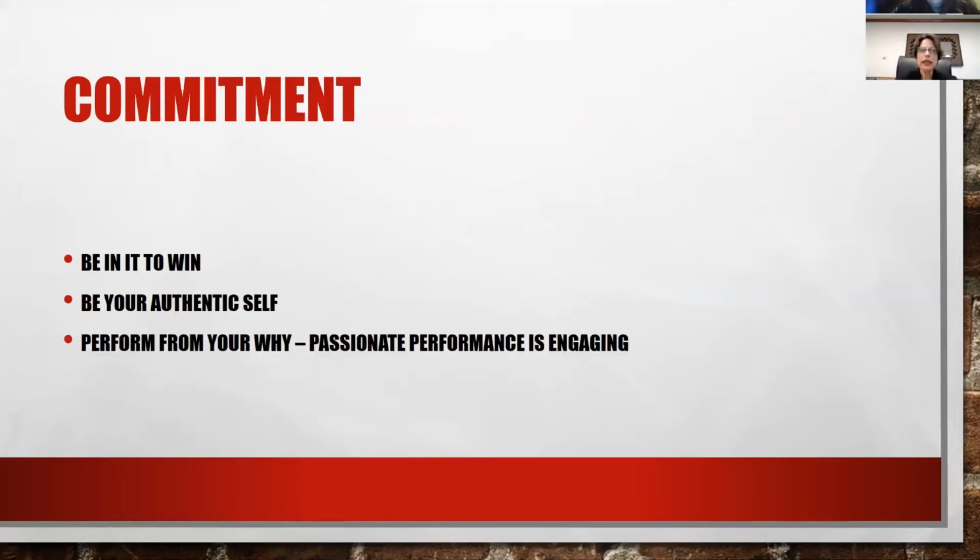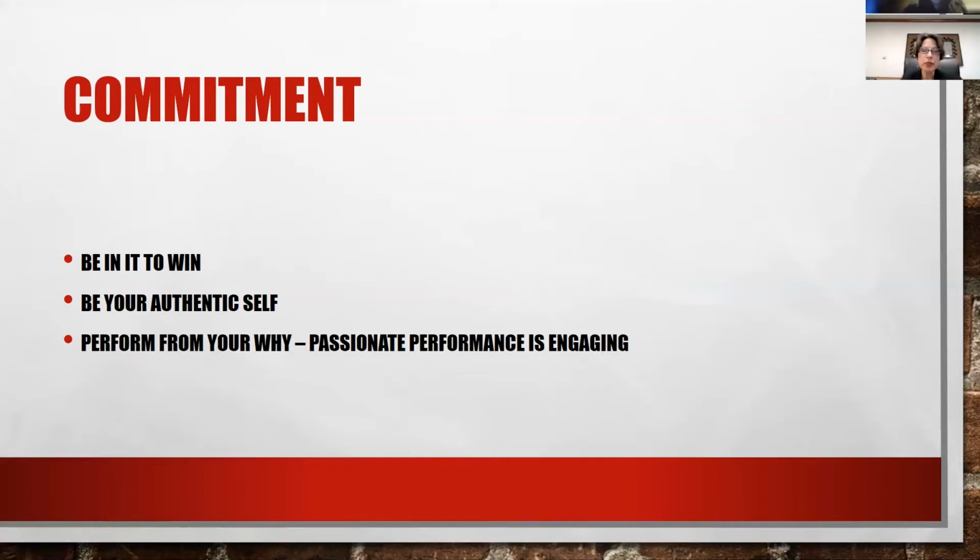Commitment. Sometimes we get dragged along to an audition, but really you need to be in it to win. You have to walk in with the attitude that you know what you're doing, that they should want you, and that you have it in you to win.